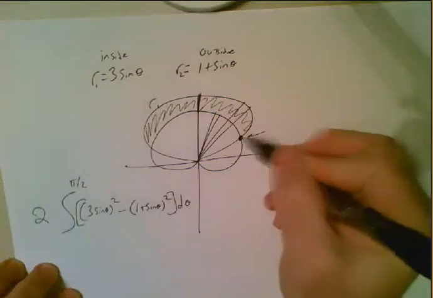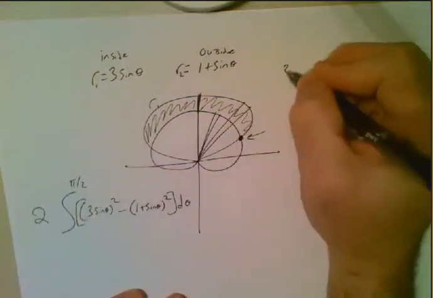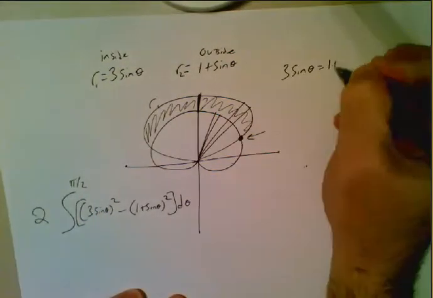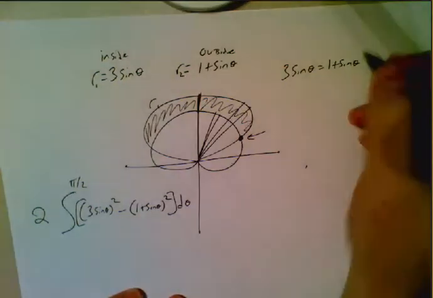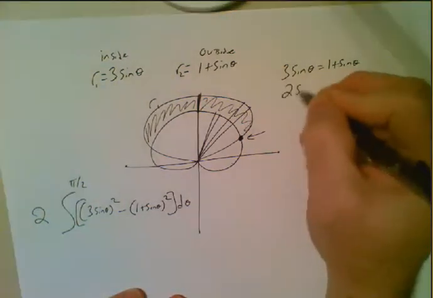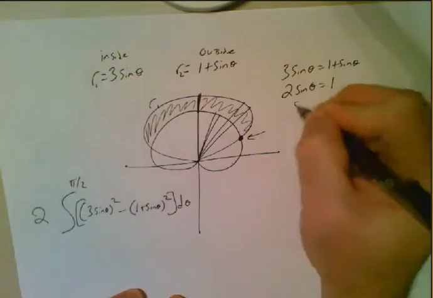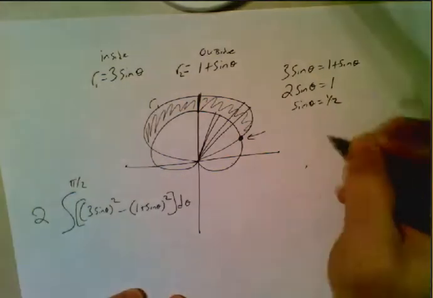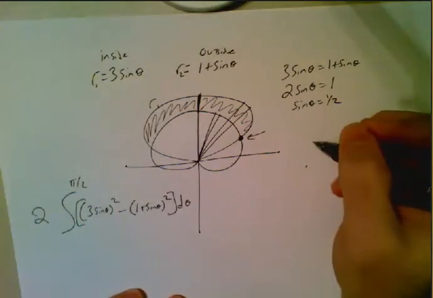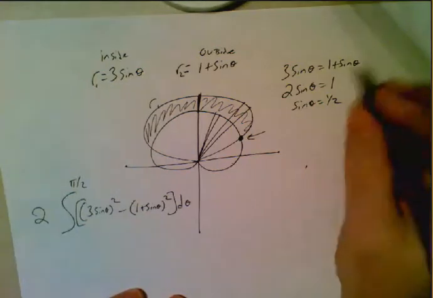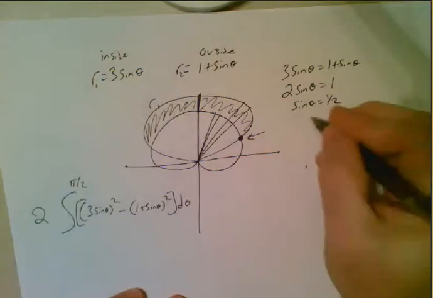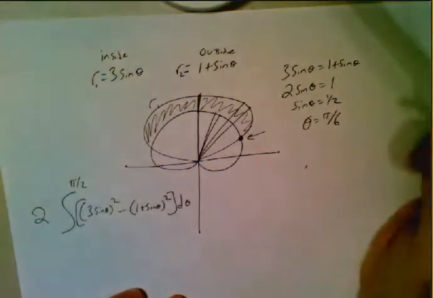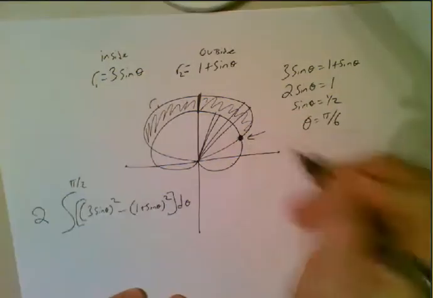So where do these two things meet? They meet whenever 3 sine theta equals 1 plus sine theta. Let's solve for theta. Subtract sine theta from both sides, so 2 sine theta equals 1. Sine theta equals 1/2. When is sine theta equal to 1/2? Hopefully you know this without having to look up the unit circle. It's when theta equals pi over 6. So that's where they would meet.